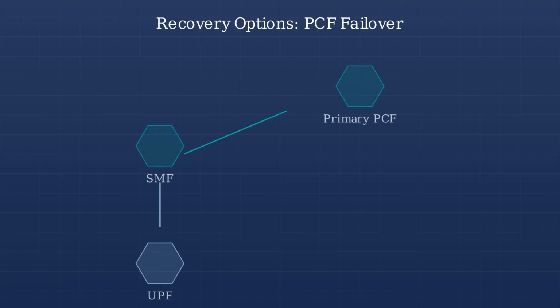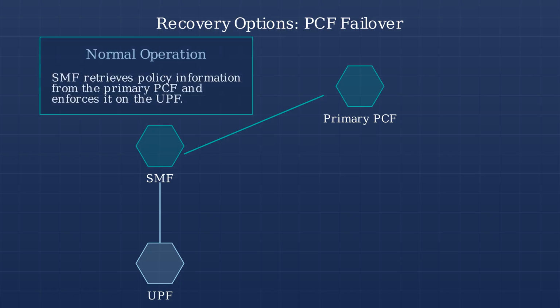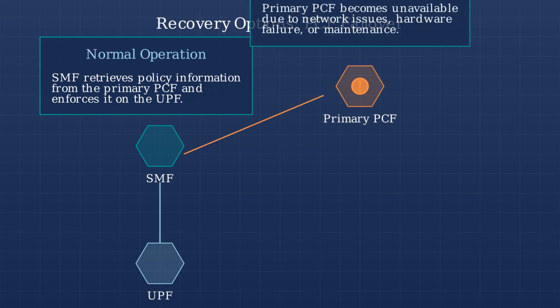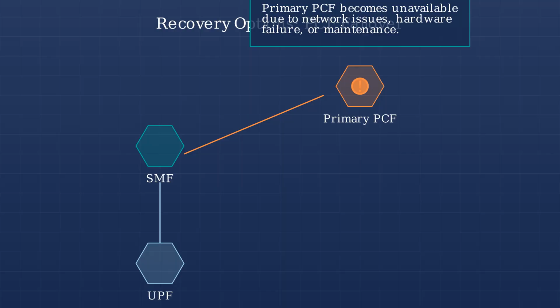Recovery options: PCF failover provides critical redundancy in 5G networks. In the 5G architecture, the SMF communicates with the PCF to retrieve and enforce policy rules. Under normal conditions, the SMF communicates with the primary PCF to retrieve policy information, which is then enforced on the user plane function. However, the primary PCF can become unavailable due to hardware failures, network issues, or scheduled maintenance.